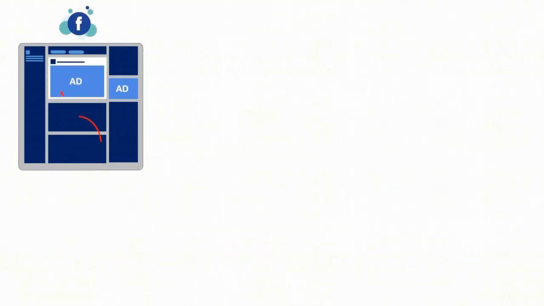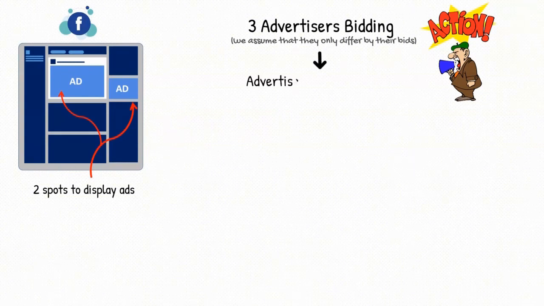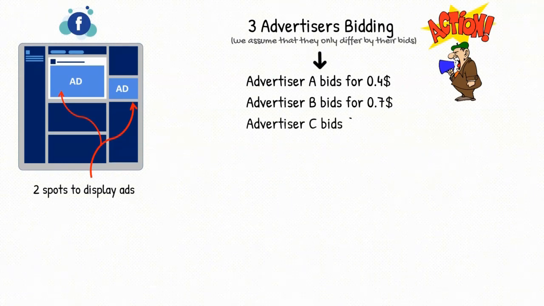Let's dig deeper. Let's suppose Facebook has 2 spots to display ads and there are 3 advertisers bidding. We assume that they only differ by their bids. The reality is much more complicated than this example, but it will help you understand better. Advertiser A bids $0.4, advertiser B bids $0.7, and advertiser C bids $5.